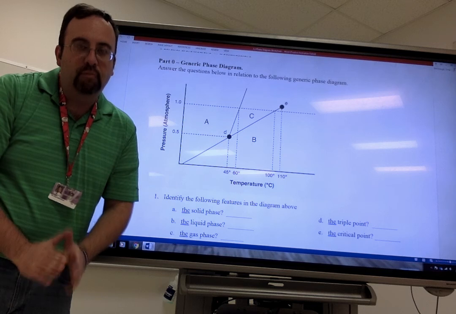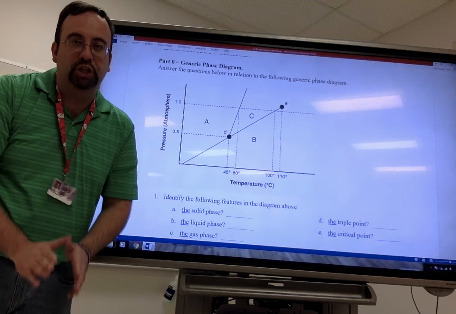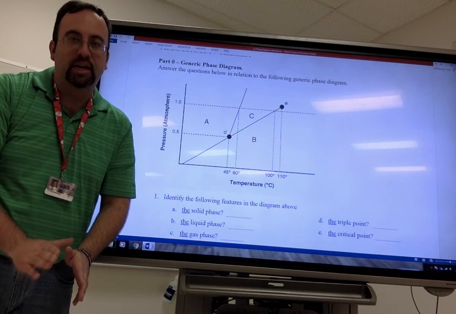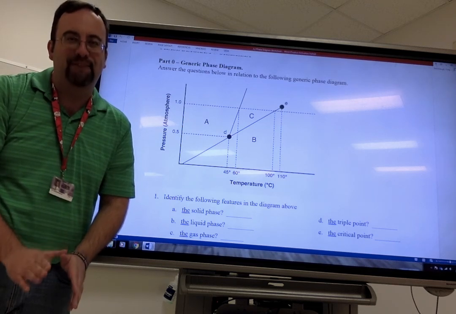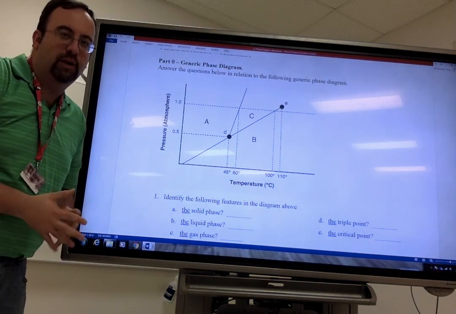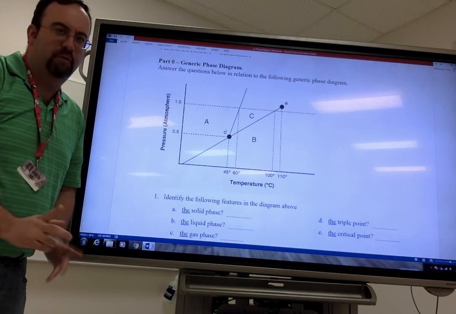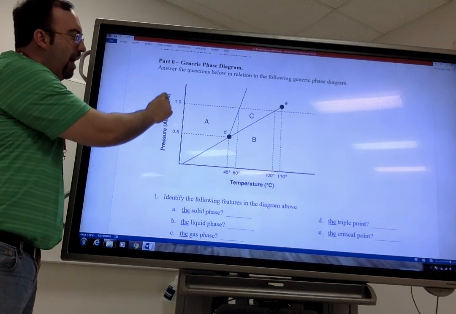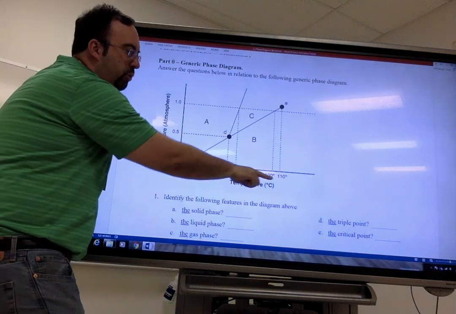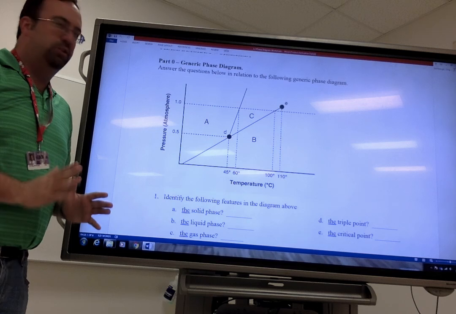Just to review, remember that we have different phase changes that occur based upon either the change in pressure or the change in temperature. The way that we can graph this is by using what is referred to as a phase diagram. The picture here shows you what a generic phase diagram looks like. Remember, we have our pressure on the vertical axis. It increases as we go up, and the temperature, which is in degrees Celsius, is going toward the right. We're going to first identify the different features in the diagram above.